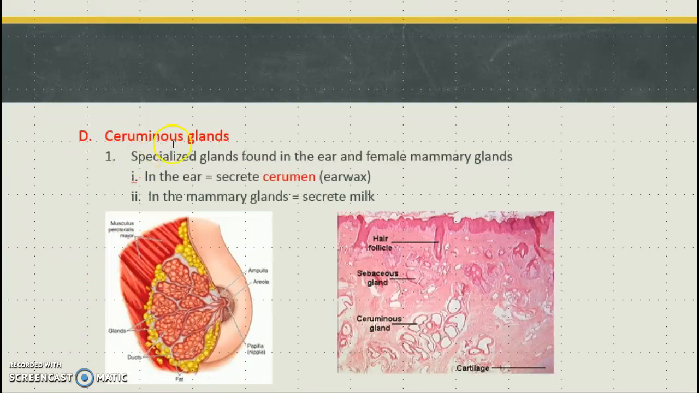And the last type is ceruminous glands. They are called ceruminous glands because they secrete cerumen within our ears, but there's a different type of ceruminous gland found in the mammary glands. They secrete milk. So depending on location, they do have different secretions, but they are still ceruminous glands. These would be a category of apocrine in nature.